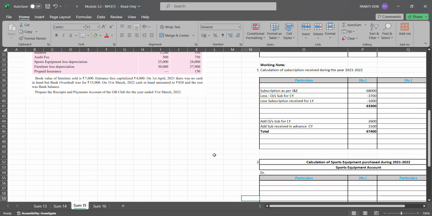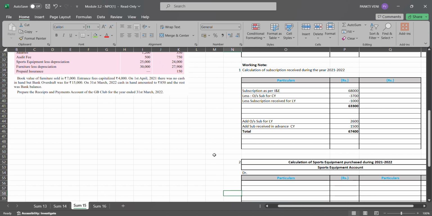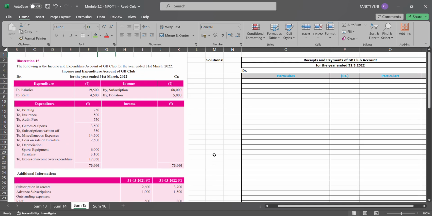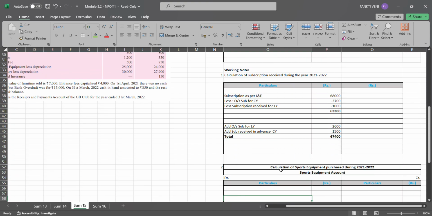Next is related to my sports equipment account. So what is the sports equipment account? For sports equipment, they must have given details in the income and expenditure account. They have given 6,000. Under income and expenditure account they have given me 6,000 for sports equipment. Here they have purchased 6,000 of sports equipment. So let me note down 6,000.